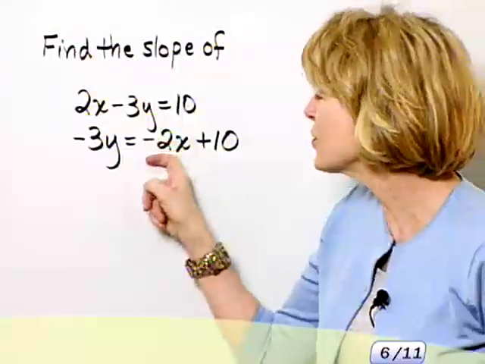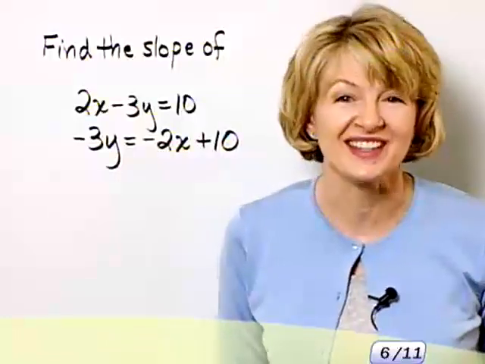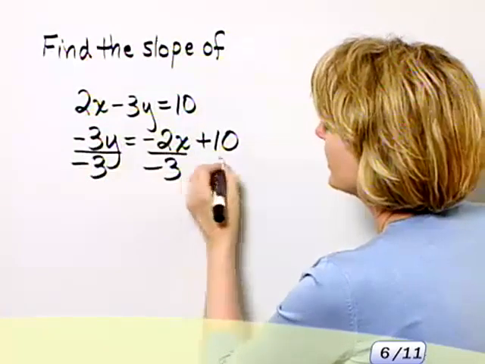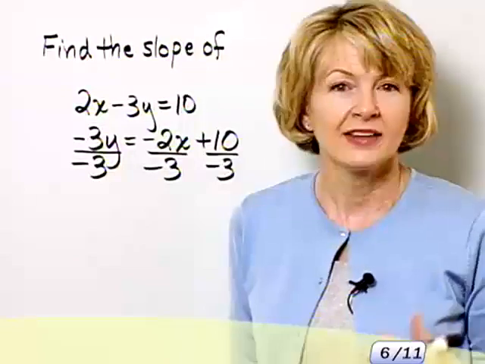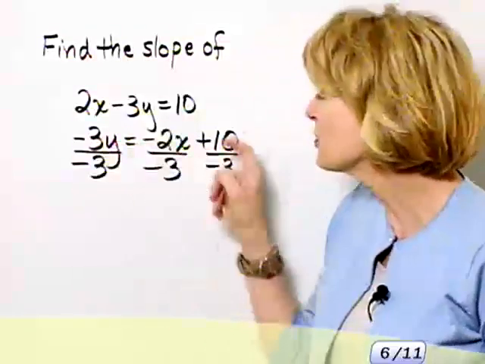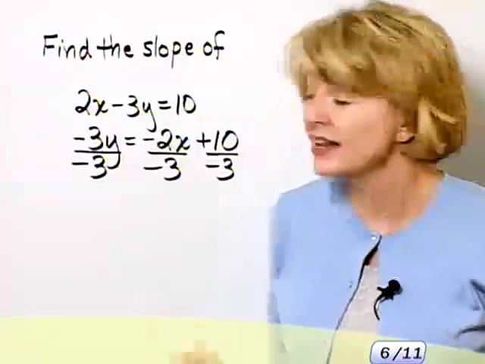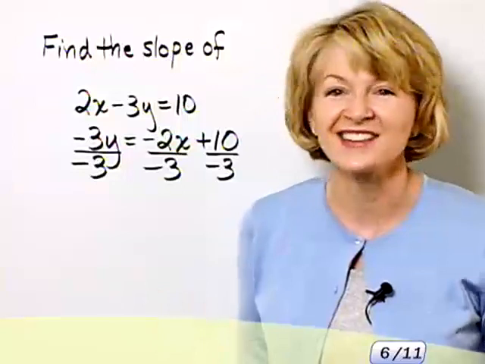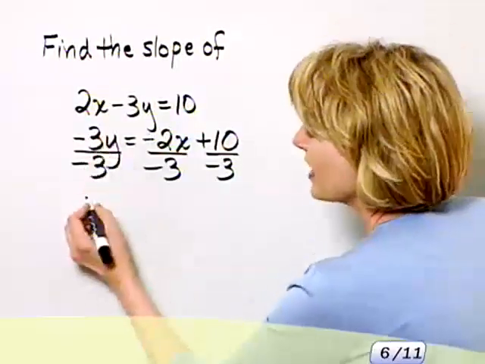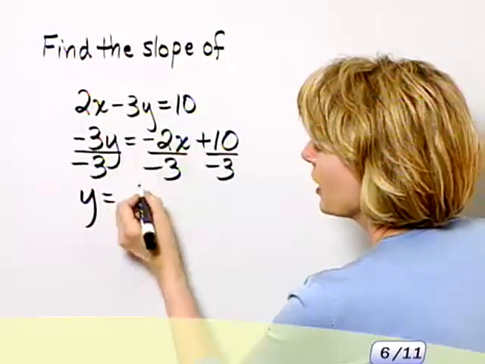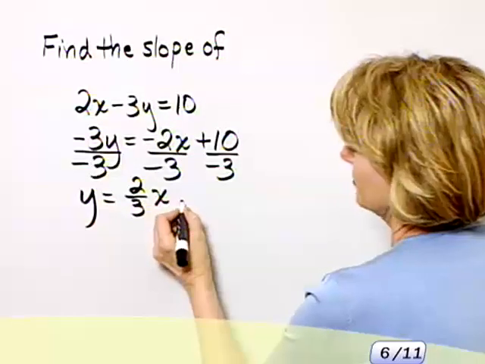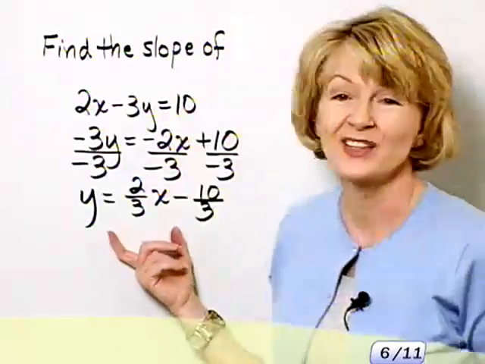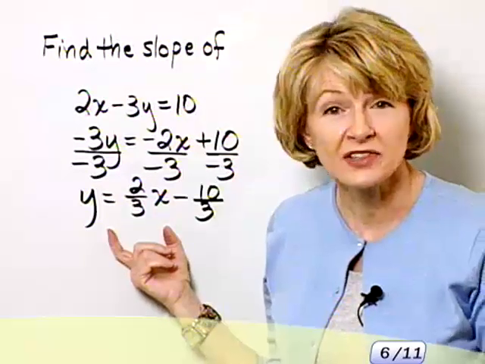I divide each term by the coefficient of y, which is negative 3. So I'll divide by negative 3, divide by negative 3, divide by negative 3. Now, by the way, we sometimes simply divide both sides of the equation by negative 3. That is the same as dividing each term of the equation by, in this case, negative 3. Now, on the left side, I have y is equal to, I'll write that as 2/3 x plus a negative 10/3 or minus 10/3, however you'd like to write it. This is now slope-intercept form.